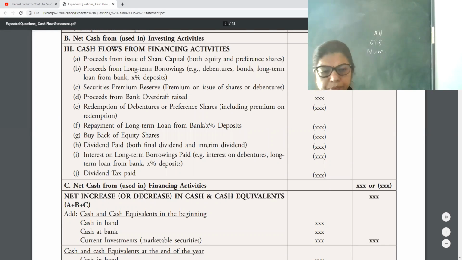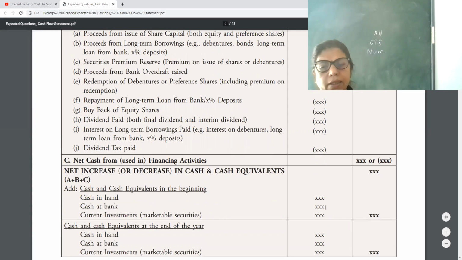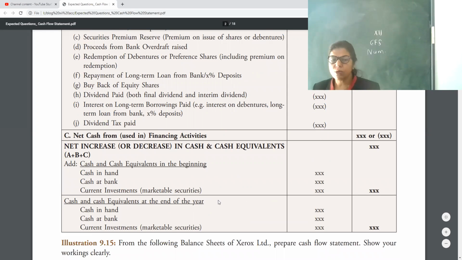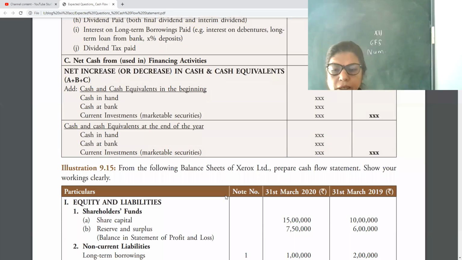At the end, add these three activities, A plus B plus C. Then opening cash and cash equivalents are to be added. Then in our answer, closing cash and cash equivalents will come out. Now please see one question and how it is done.